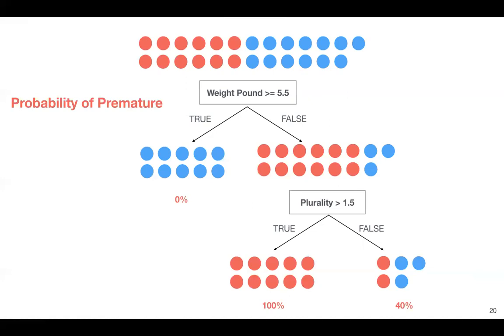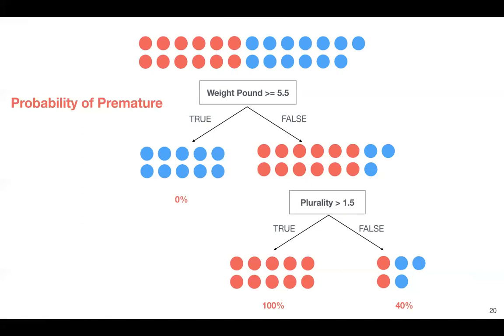And then if it says yes, then all of them are actually not premature. And then it says 0%, right? And this 0% under the blue circles basically means the probability of premature. So the probability of premature is 0%. And then going to the right side, which is false, that one is not 100%. They're mixed, right? So it's a red color and a blue color. There's a slight mix. So you want to ask another question, which is whether plurality is greater than 1.5.